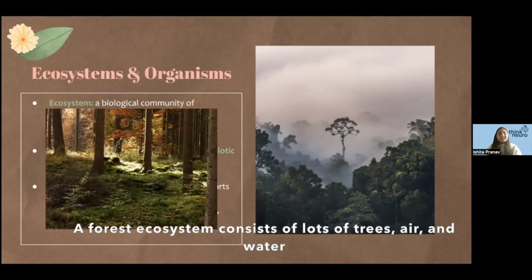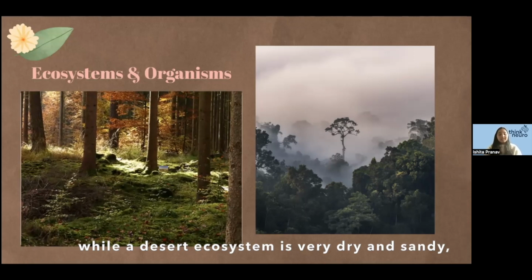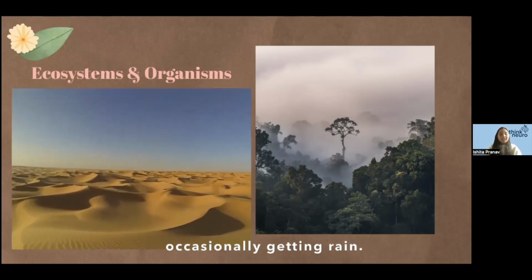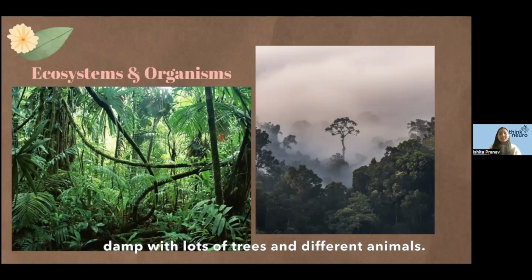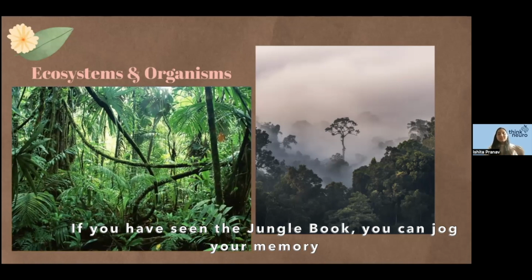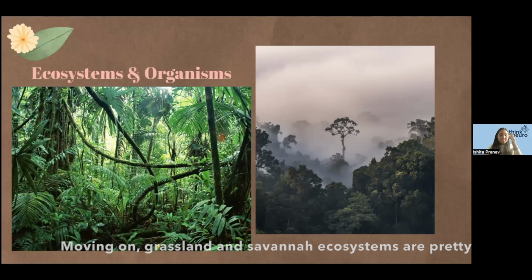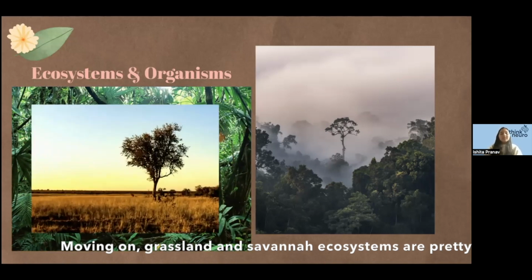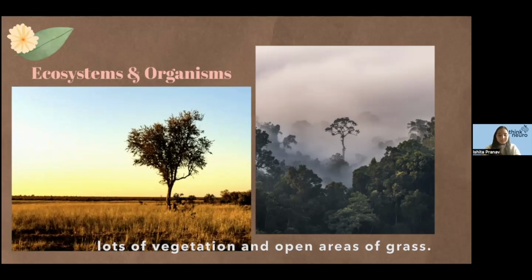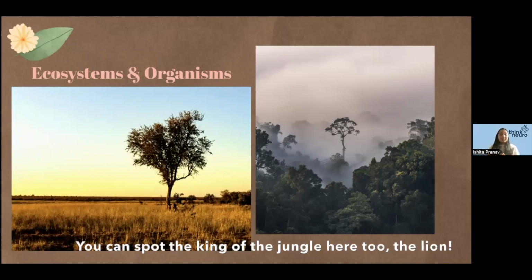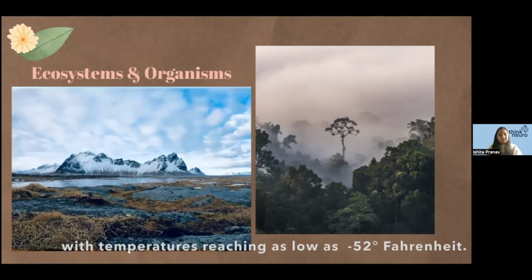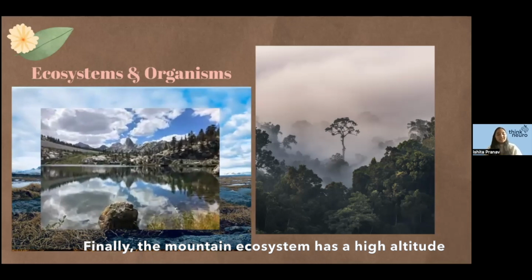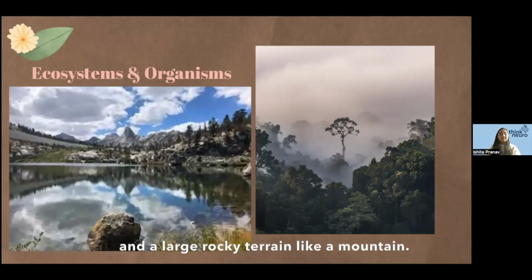A forest ecosystem consists of lots of trees, air, and water, while a desert ecosystem is very dry and sandy, occasionally getting rain. Opposite to that is a rainforest, as it is super wet and damp with lots of trees and different animals. If you have seen the Jungle Book, you can jog your memory and imagine just how a rainforest may look. Moving on, grassland and savanna ecosystems are pretty much the same as they both consist of lots and lots of vegetation and open areas of grass. You can spot the king of the jungle here too, the lion. Then we have the tundra, where it is very cold and snowy, with temperatures reaching as low as -52 degrees Fahrenheit. Finally, the mountain ecosystem has a high altitude and a large rocky terrain, like a mountain.